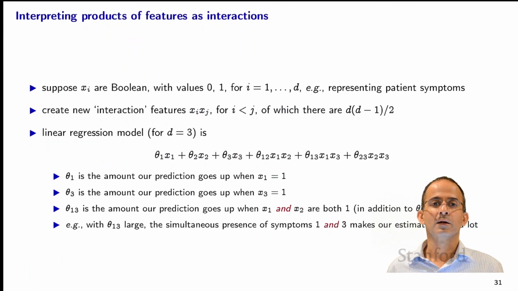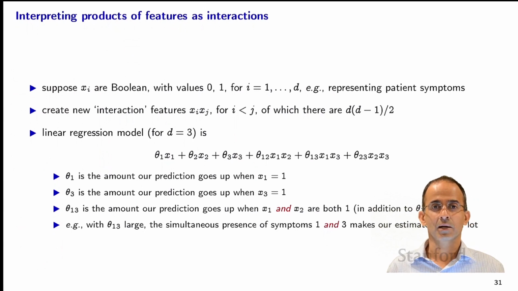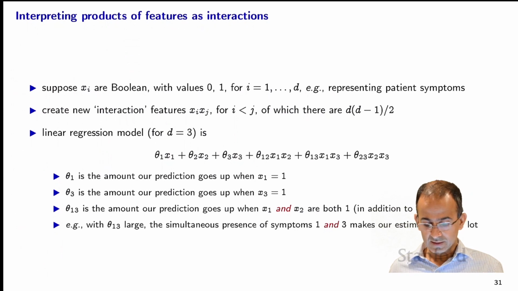Products can be thought about as a nice way of modeling interactions, and so can maxima. So for example, suppose xi are Boolean, and we've embedded them to take values 0 or 1. And they might represent, say, patient symptoms. Then we create interaction features, which are the products of xi, xj. And of course, we only need to consider the terms for which i is less than j, because xi xj is equal to xj xi. So if we have d original features, we're going to add d times d minus 1 divided by 2 additional features.